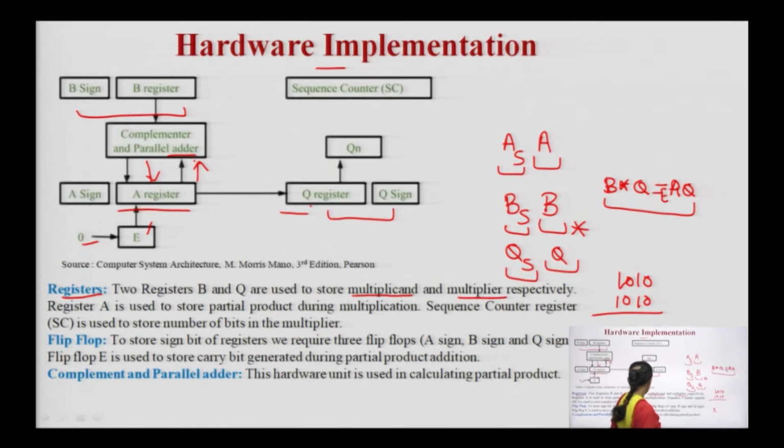The registers that we are using, B and Q, are used to store the multiplicand and multiplier. Then the register A is used to store the partial product during the multiplication, and the sequence counter is one register that is equal to the number of bits present in the multiplier.